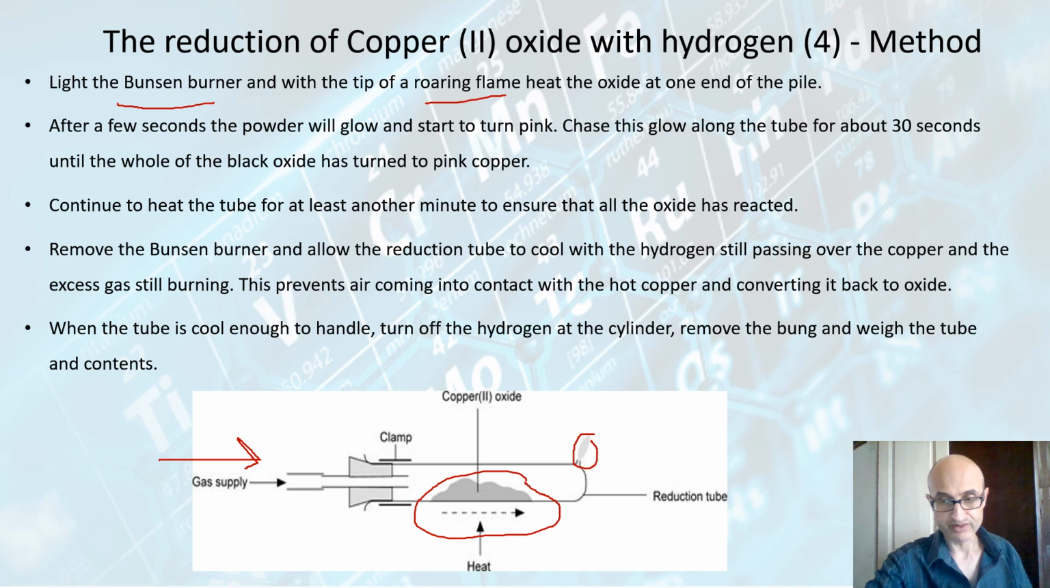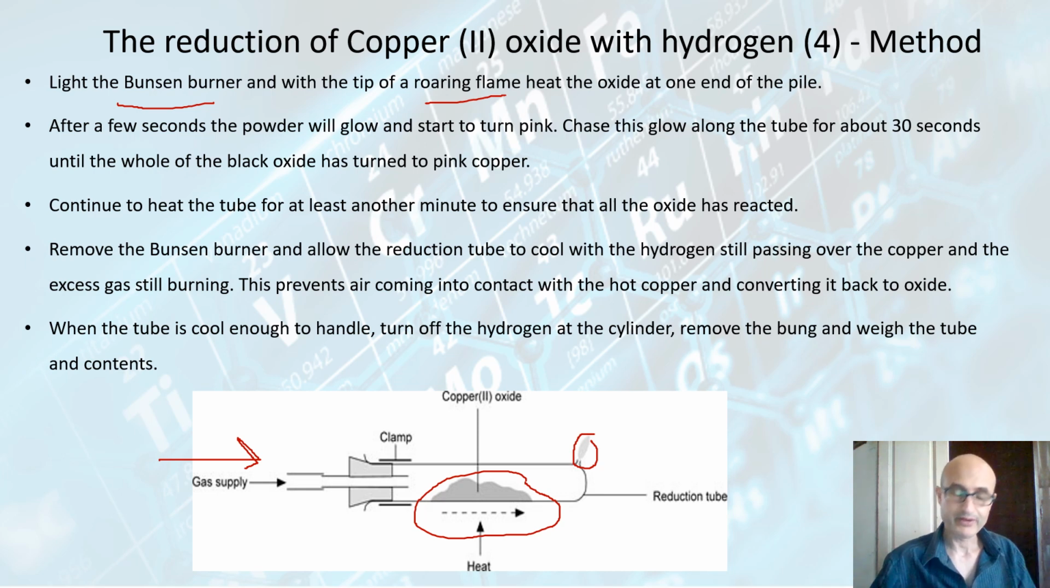It is very important to remove the flame after the reaction appears to be complete, but to keep on passing hydrogen through the tube until it cools down. And the reason is this: if I stop the flow of hydrogen, there is a risk that air could enter inside the tube, it would react with the very hot copper, and it will convert back some of the copper to copper 2 oxide, and you'd have to start over again.